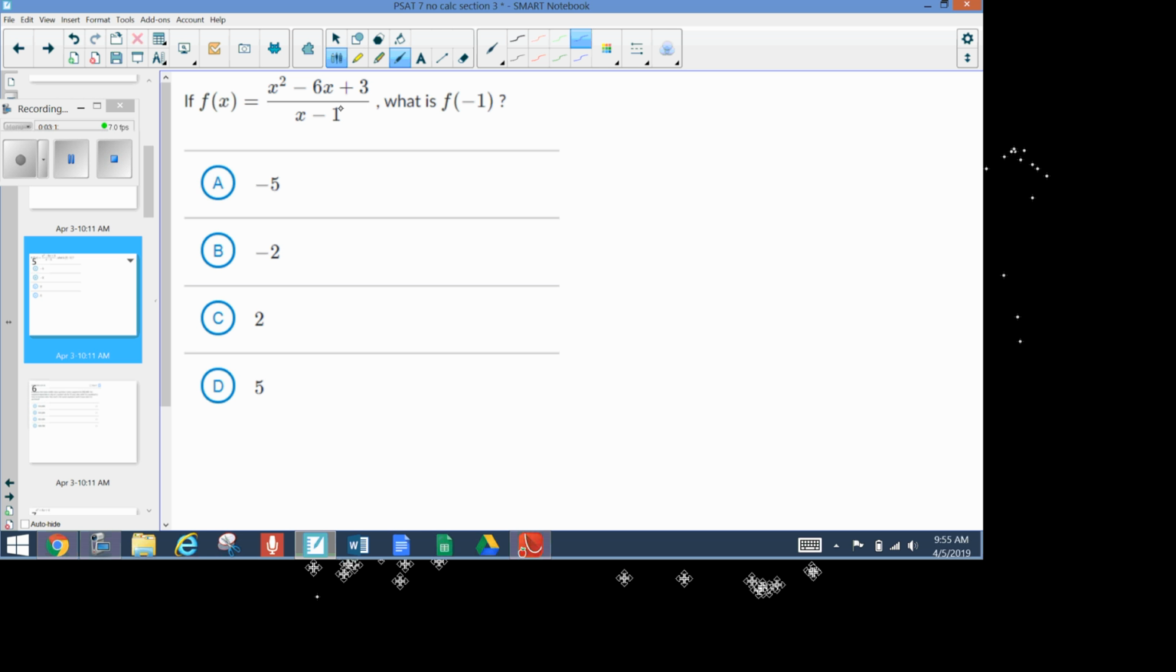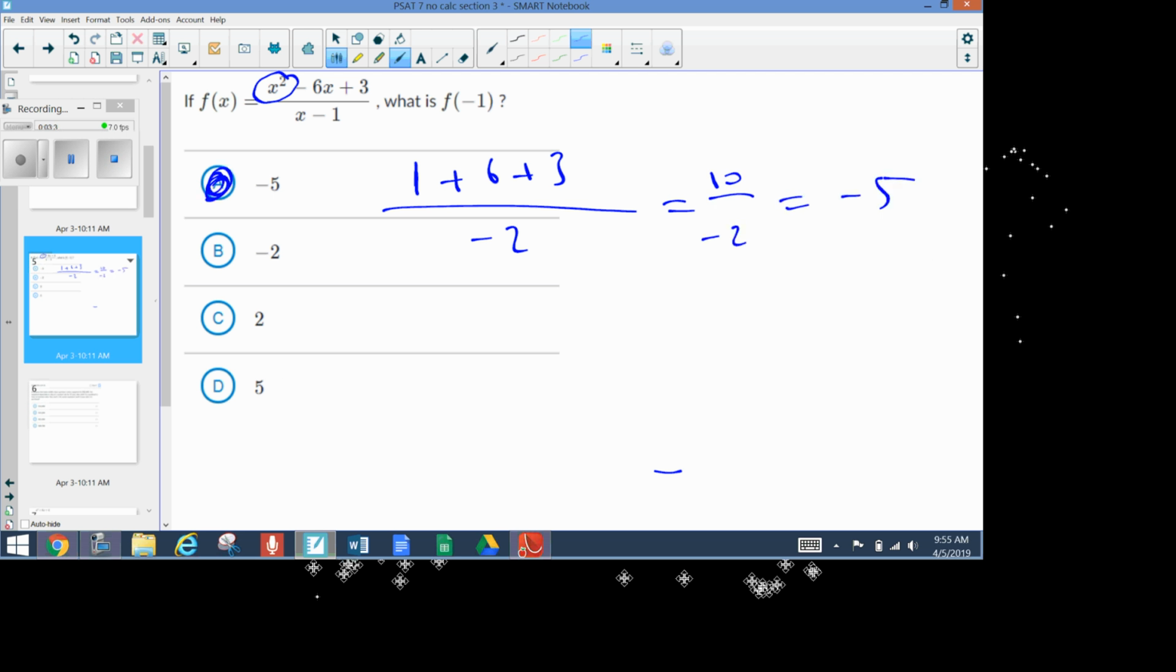We will just plug in negative 1 for x. Negative 1 squared is equal to, negative 6 times negative 1 is equal to plus 3 over negative 1 minus 1. That makes 10 over negative 2 is equal to negative 5. Any question?